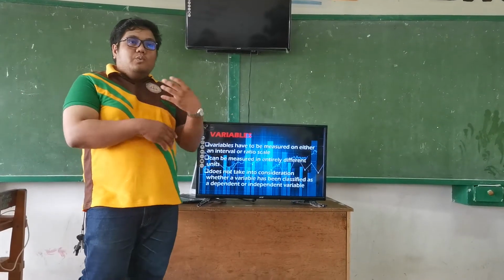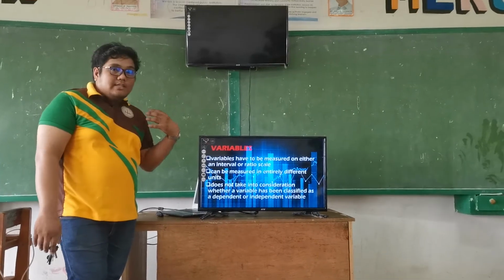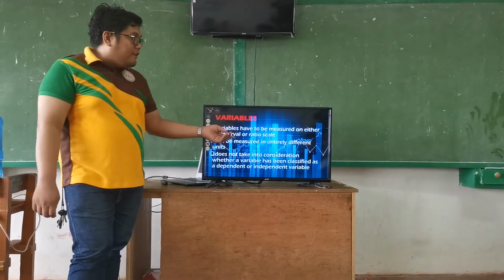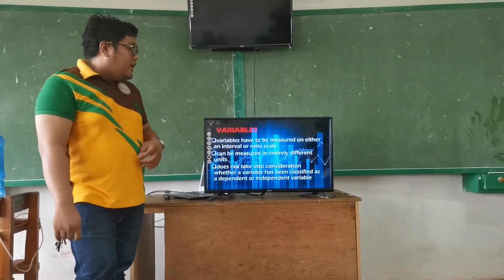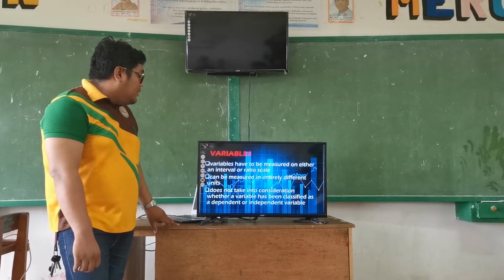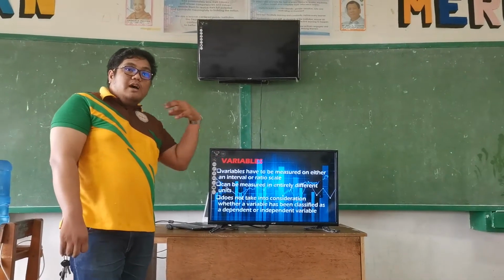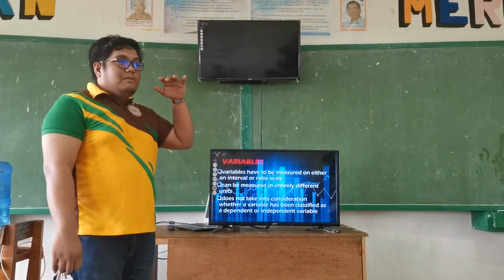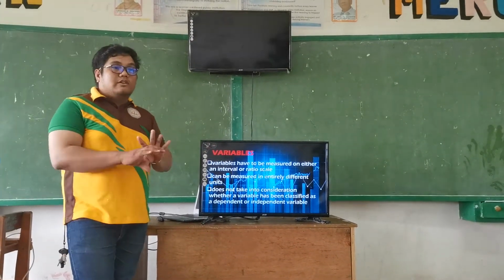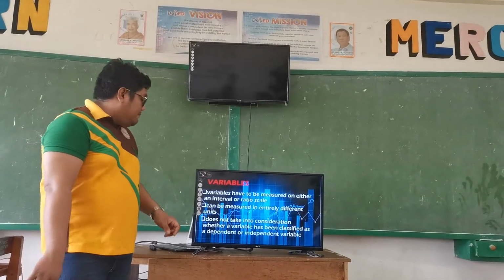So when shall we use the Pearson R in our statistical treatment in our research? The variables should be measured in either interval or ratio scale. The variables can be measured in entirely different units. One variable could be height, in meters, and the other variable could be in kilograms. There's no restriction that you should use the same unit of measure.